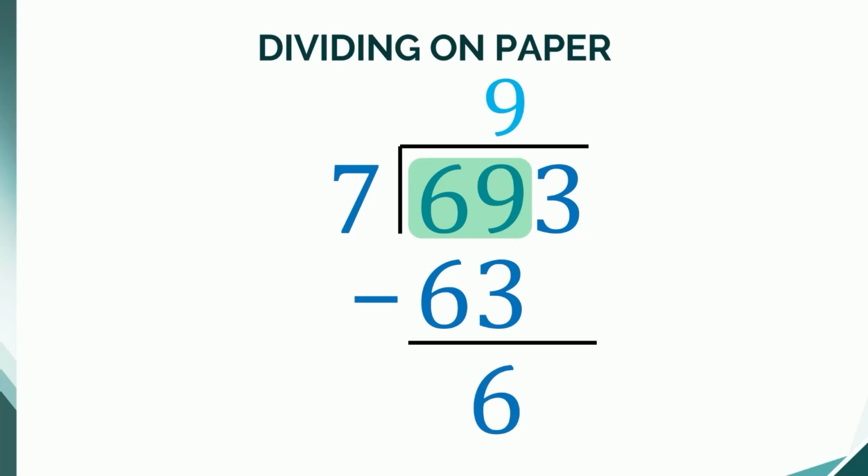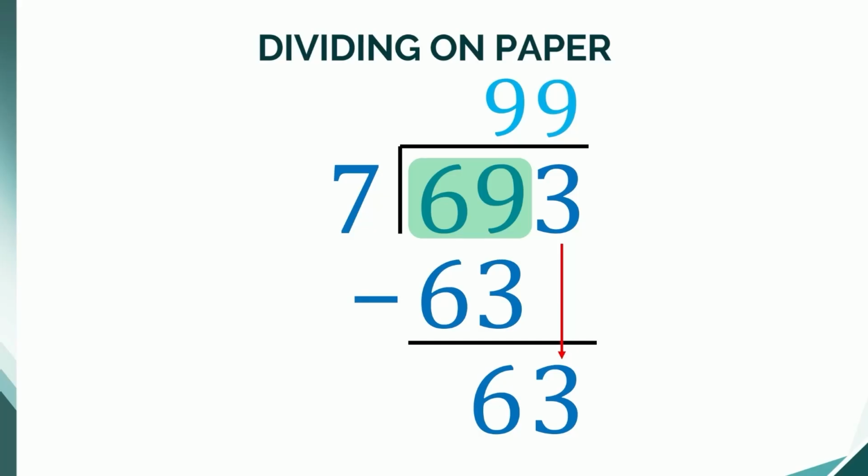Again, we want to repeat this process. Can we do 6 divided by 7? Does 7 go into 6 cleanly even one time? No, it does not. So we drop the 3 down and we have 63. Then we do 63 divided by 7, which of course equals 9. And we find out the final answer. The final answer is 99.